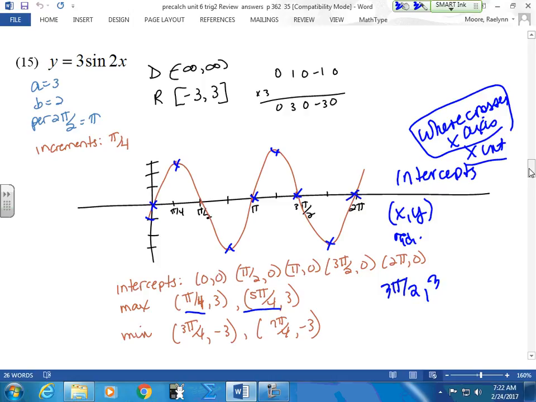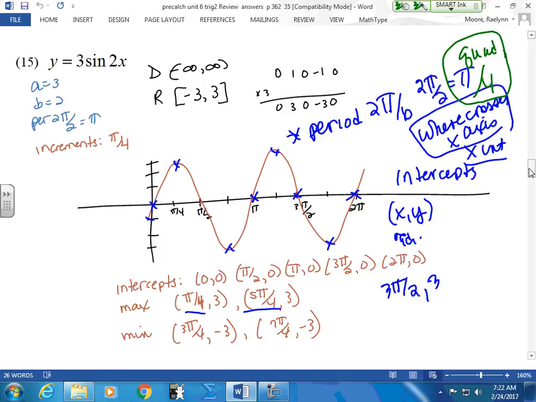Remember, key to this is always find your period. This is major. So you're saying 2 pi over 2, which means I have to complete 1 full cycle in pi. Now, divide this by 4. These are your quadrants. This is the guy you have to keep track of, because that's where you're going to put all your little points. So your max and mins are going to fall off of your pi over 4s, right?